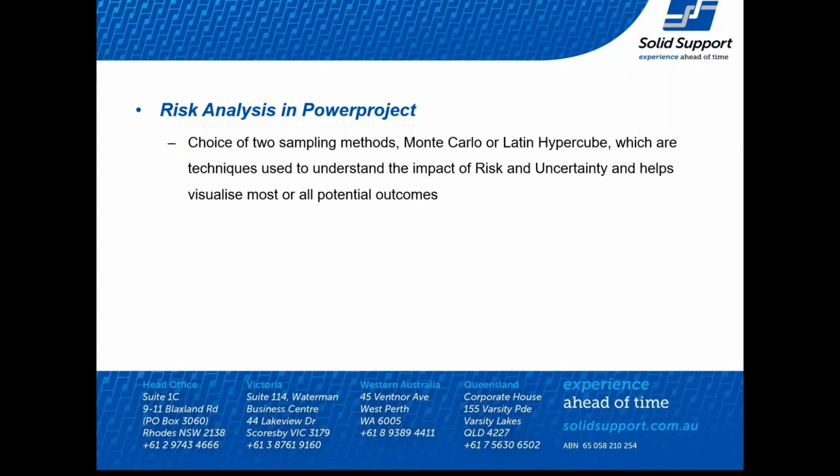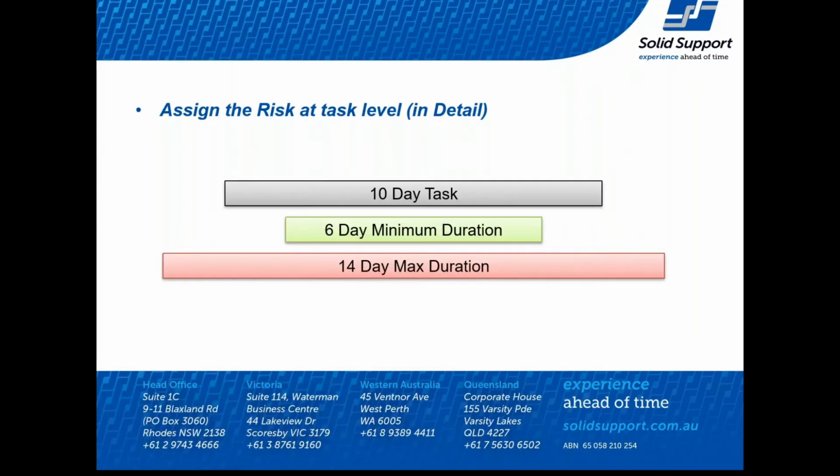happens on it. So really just to talk about risk itself, and when we talk about the various levels, a variety of levels that we can actually look at risk on a project, we can assign risk at a task level. So this is in detail. If you want to get really into it, you can go through every activity in your project and assign the minimum and maximum duration. So here, for example, we have a 10-day task. In this 10-day task, we can say, well, actually, it could be done in 6 days, but it also could take up to 14 days to do.